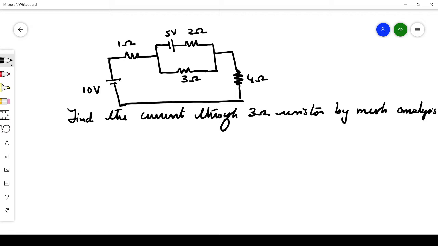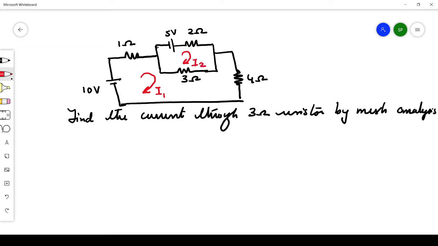So first you have to identify how many meshes are present in this circuit. We can see that there are 2 meshes present. Mesh means a closed path. The basic elementary form of a loop is called a mesh. So here you have 2 meshes, and I'm just assuming the currents I1 and I2 in these 2 meshes.